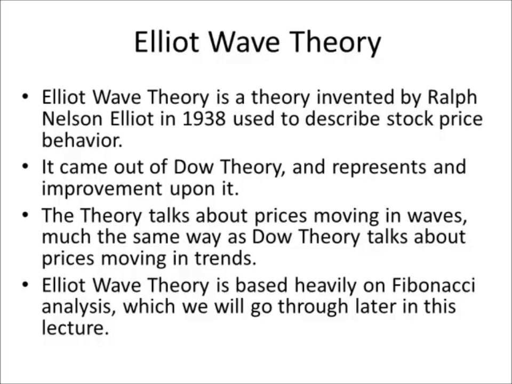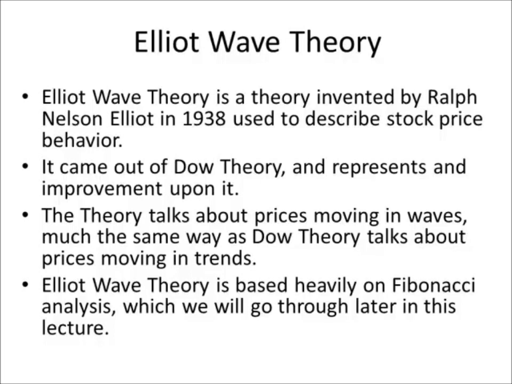And Dow theory was really a theory about trends, right? Looking at minor trends, intermediate trends, major trends. And Elliott wave theory uses a lot of that information about trends and aims to improve upon it. So it's a slightly more scientific approach, slightly more technical approach, but it really talks about the same thing. How do the trends move in stock prices, going up and going down?